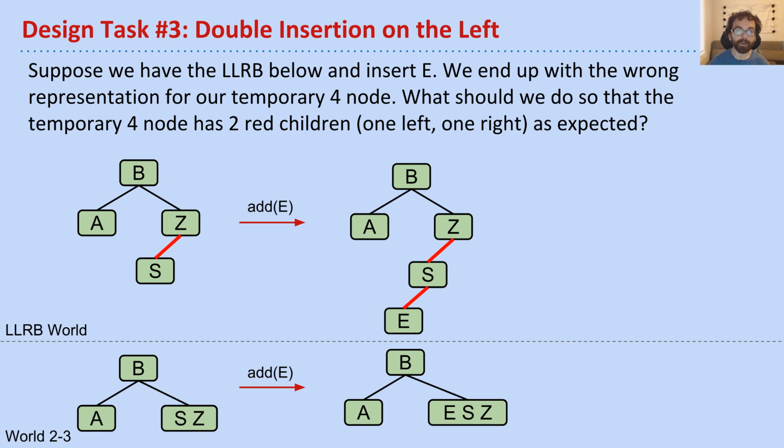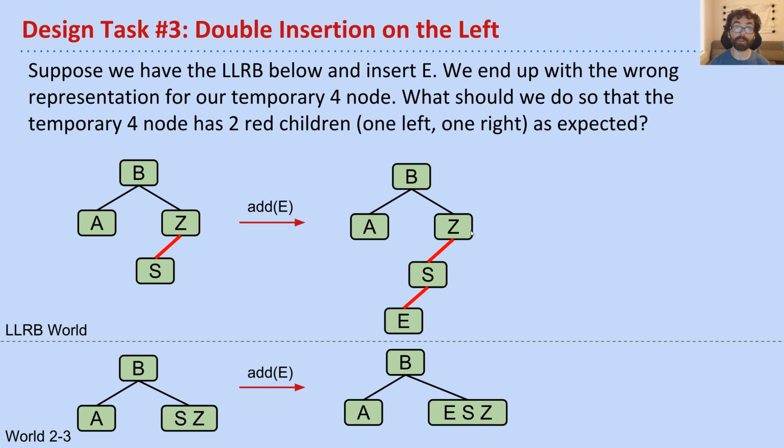Let's suppose we have the LLRB shown here. It's valid. This is the corresponding 2-3 tree in the 2-3 tree world. When you add E, you get a temporary 4 node. But if you just do everything the way we've been describing so far, then when you add E, it ends up being linked below this S, and so we have the wrong 4 node representation.